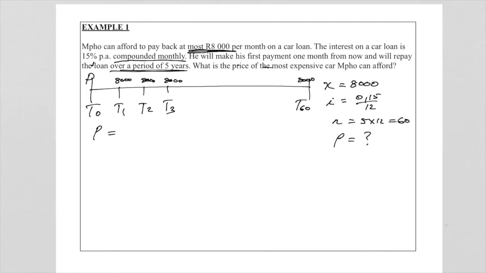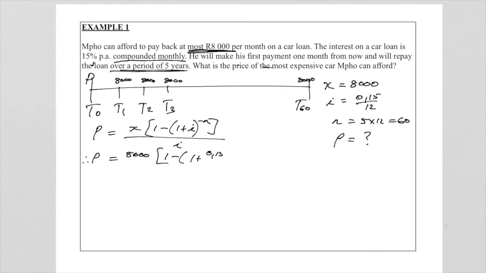So we say P is equal to X bracket 1 minus 1 plus I to the minus N. Please don't forget the minus N over I. It's a very common mistake. And now we substitute. We are looking for P, so that means we can just substitute the rest, and that is 8,000. 1 minus 1 plus my I is 0.15 over 12. My exponent will be minus 60. Remember, 60 payments, but there's a negative.